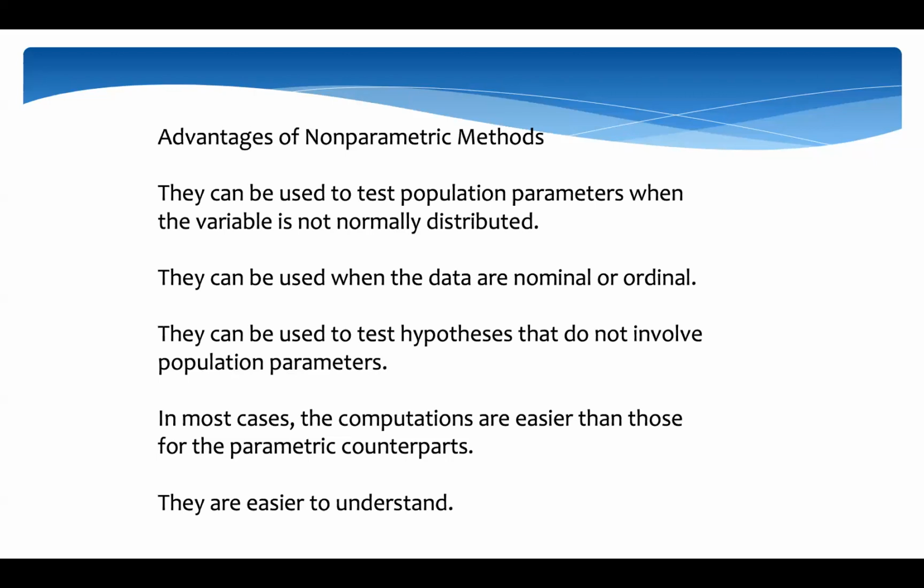Okay, so they can be used to test population parameters when the variable is not normally distributed. They can be used when the data are nominal or ordinal in nature, and they can be used to test hypotheses that do not involve population parameters, wherein all data need not be a sample, and I don't have to go and apply it to a larger population. It needn't necessarily be that case. Then why should we take the trouble of doing the parametric test?